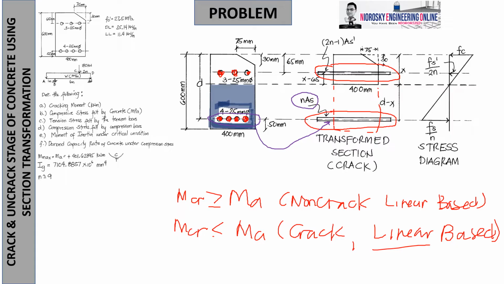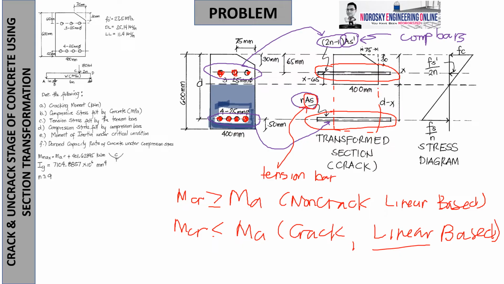But when it comes to compression, you have to multiply it by 2N minus 1, for AS prime. Note that AS prime designates the compression bars, while AS represents tension. As a rule of thumb in RCD, when you see a prime or an apostrophe above a letter, that is what we call compression most of the time. We are going to use the same here, as the code suggests.